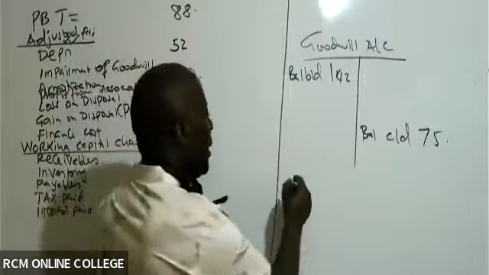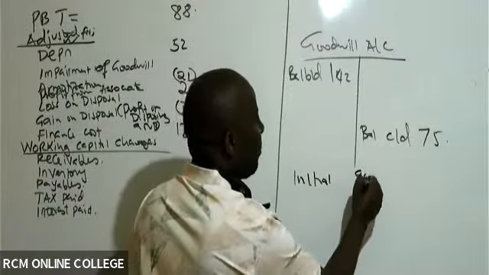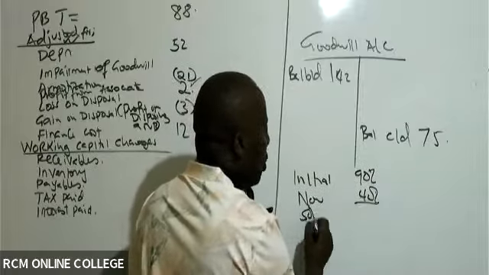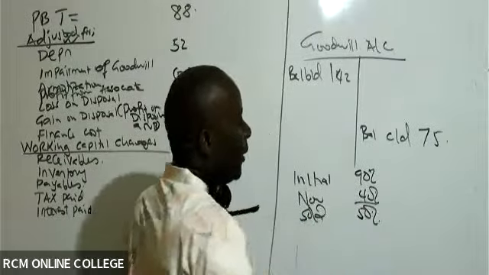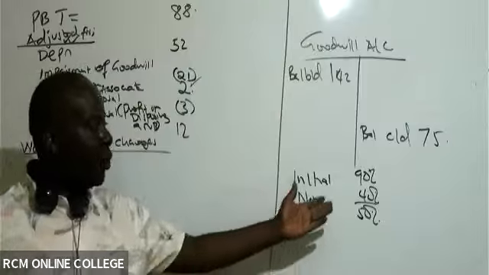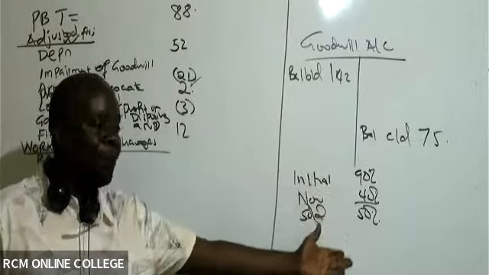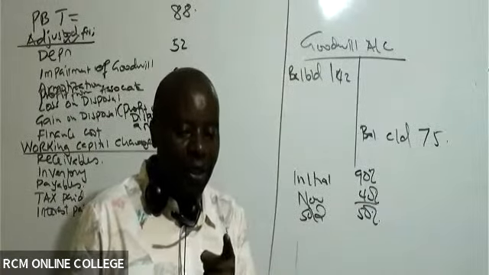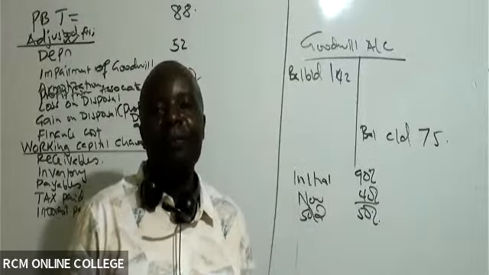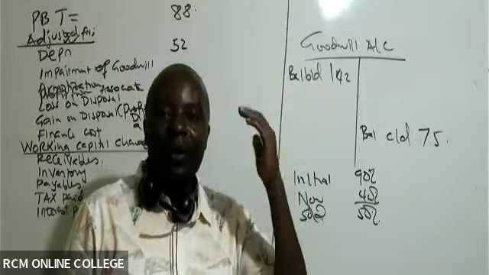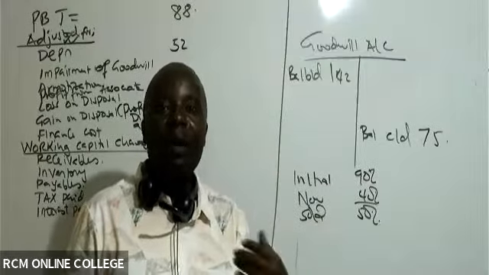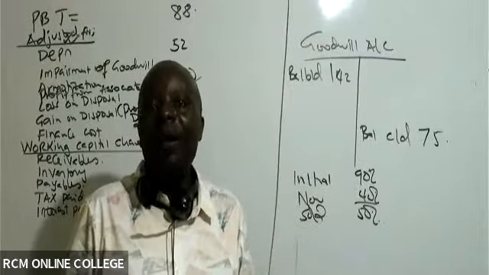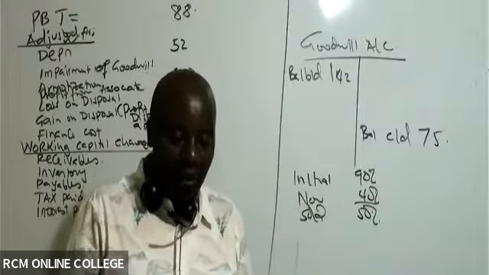So remember, initially we had 90%. Now we are left with only 40%. So we sold what percentage? 50%. Initially we had 90%, which was a subsidiary, but now we only have 40%. So when you have 40%, what does that mean? That now we have an associate. So we have disposed a subsidiary, and our investment, which initially was a subsidiary, has become an associate. Once it becomes an associate, it must go with some goodwill. So here we have goodwill sold.